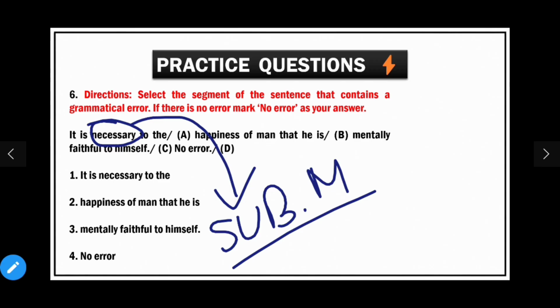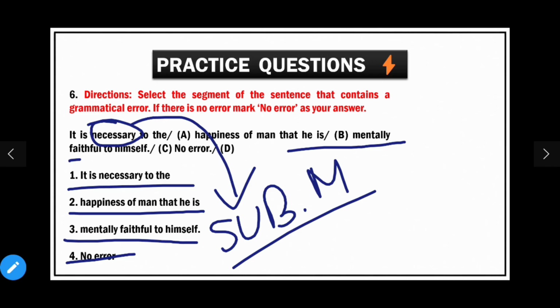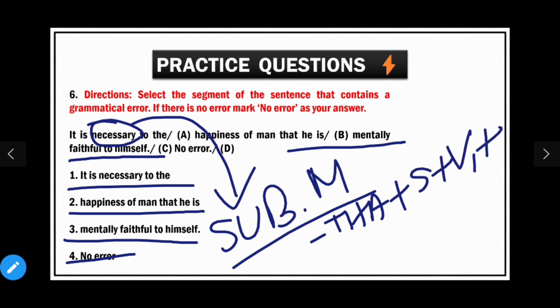It is necessary to the happiness of man that he is mentally faithful to himself. Then what is the error here? If you see this line, he is mentally faithful to himself. According to the rule, we should use that plus subject plus V1 form, then object. In this sentence, the subject is okay. Then after that, he, subject, then is mentally faithful to himself.